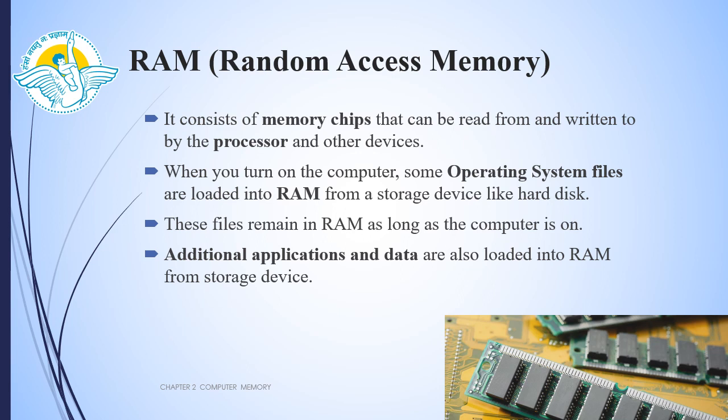RAM is an example of primary memory. The full form of RAM is random access memory. It consists of memory chips that can be read from and written to by the processor and other devices.